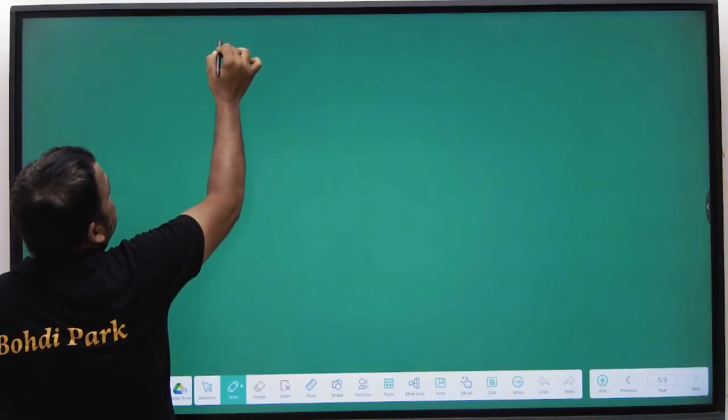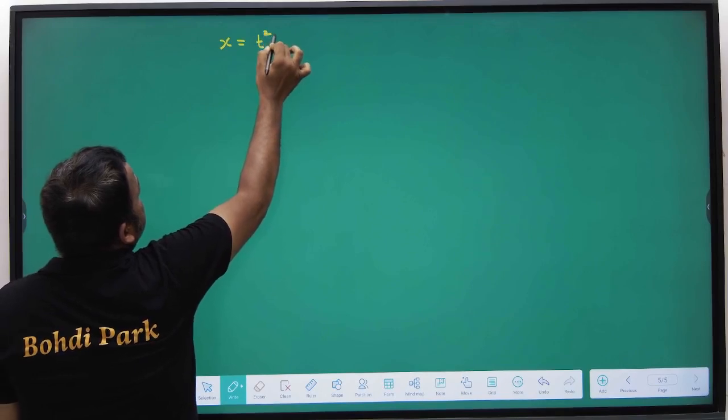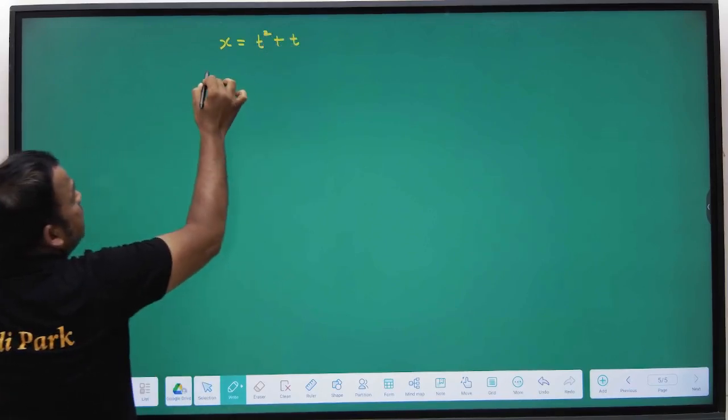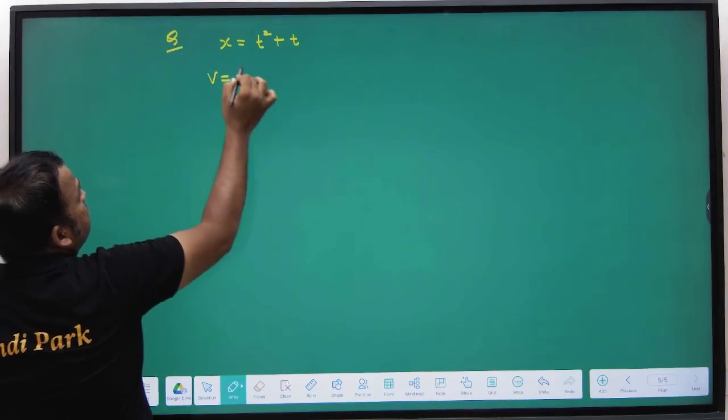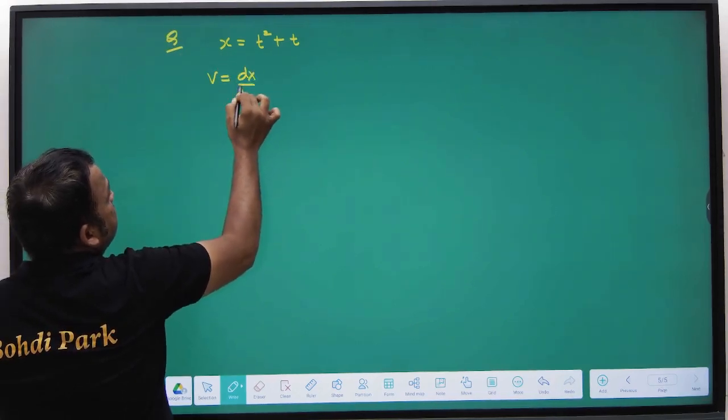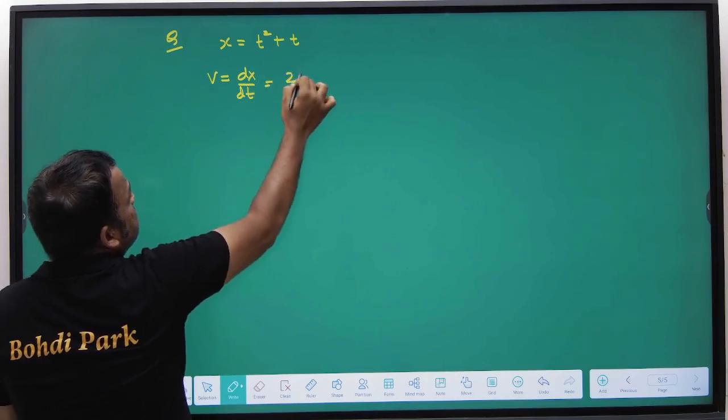Next, suppose x is given as t square plus t and velocity is asked. So we can find v is equal to dx by dt. We will differentiate this. This will be 2t plus 1.